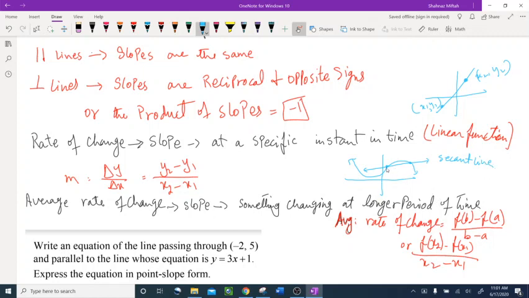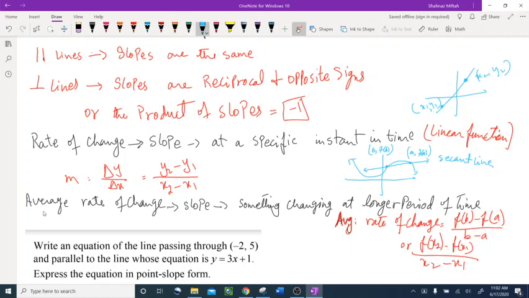Okay, now you pick these 2 points, you plug them in here. For example, this one is b and f of b, right? This is x, that's y, and that one is a and f of a. Okay, these are 2 ordered pairs. For this one, you plug them in and you will get the answer.